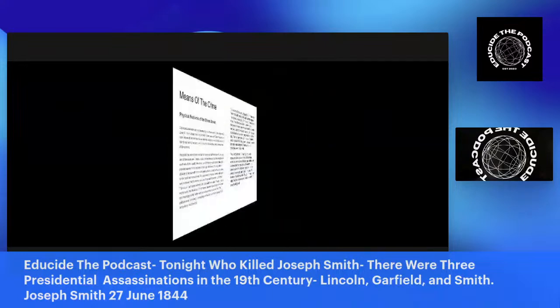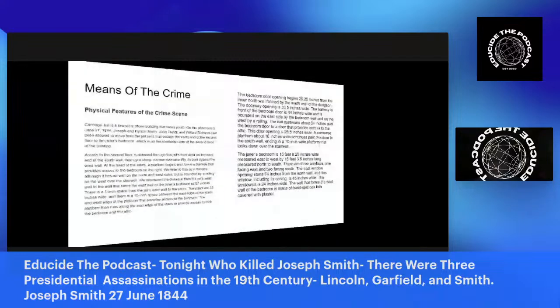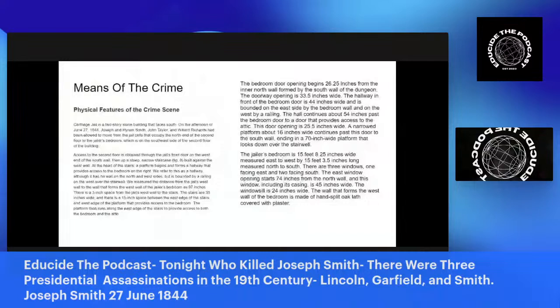Means of the crime. Here we go back and look at the physical features of the crime scene. We will see that the jailer's bedroom was a little bit under 16 by 16 feet. Please take some time to read this over.